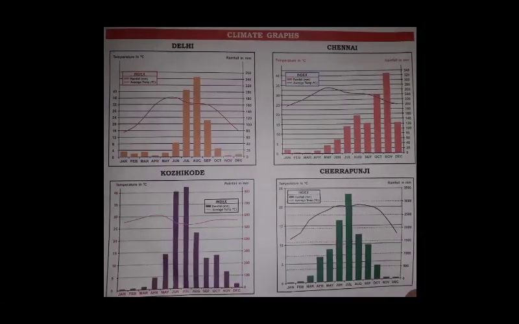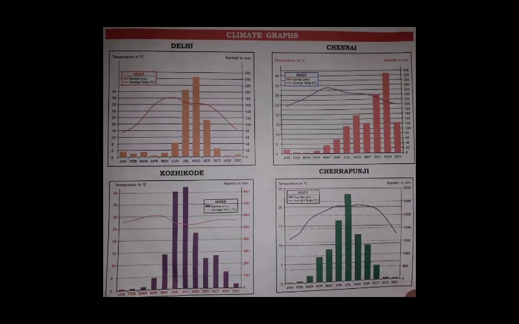Now, if you look at this one, I think it will be easier for you to understand. If you see all these four stations, first look at the bar graph. In Delhi, Kozhikode as well as Cherrapunji, the bar graph has a similar shape. That is, during the southwest monsoon, rainfall is maximum and it is less during the remaining seasons. But in case of Chennai, it is not like that. Chennai's graph is looking different. So the reason is simple.